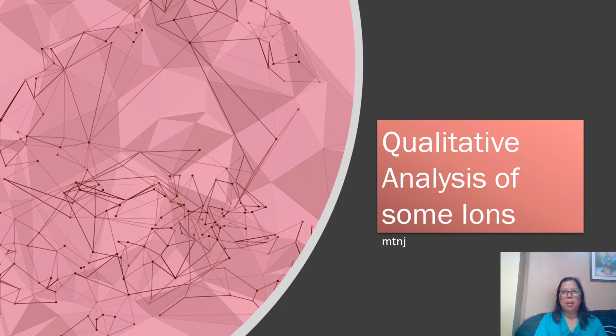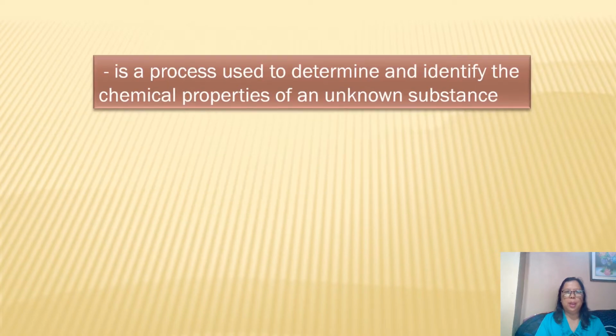We are here again in your subject, Analytical Chemistry, and in this session, we are going to discuss the qualitative analysis of some ions. Qualitative analysis deals with the process used to determine and identify the chemical properties of unknown substances.